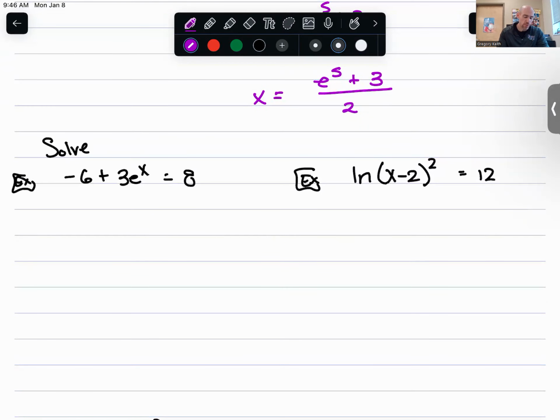Okay, so we have an exponential one here. Again, with the exponential, we want to go ahead and make sure we get that e to the x by itself before we start doing any of our natural logs and everything like that. So what I'm going to do first with this one on my left is add the 6 over. Once I do that, I get 3e to the x equals 14. I can then divide by 3.